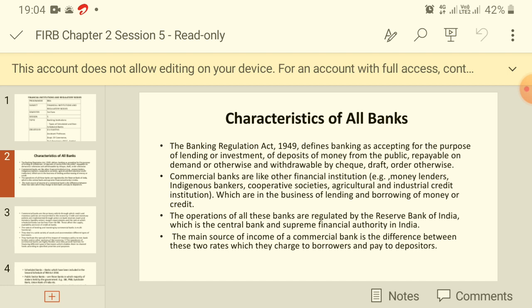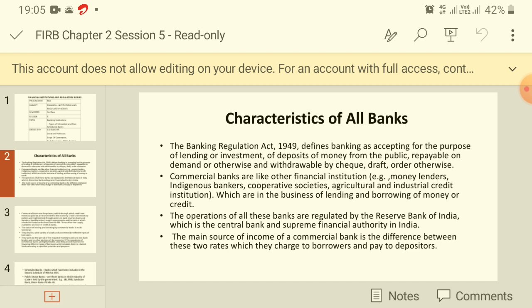Commercial banks are like other financial institutions, for example, money lenders, indigenous bankers, cooperative societies, agricultural and industrial credit institutions, which are in the business of lending and borrowing of money or credit. The operations of all these banks are regulated by the Reserve Bank of India, which is the central bank and supreme financial authority in India.